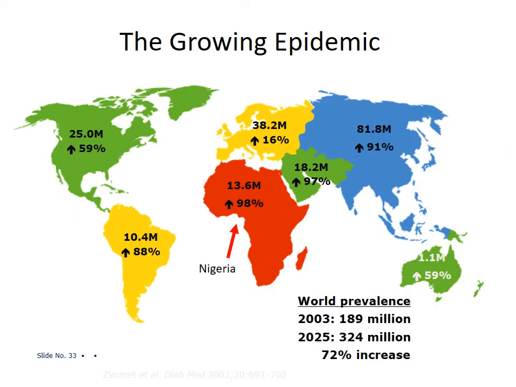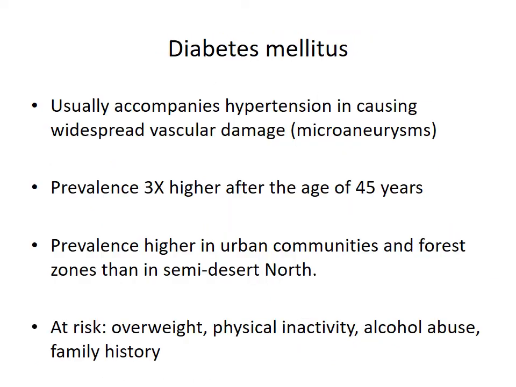And it's also undergoing a growing epidemic, as you can see. 59% increase in the Americas, but 98% increase in the number of cases between 2003 and 2005 in Nigeria. And overall, globally, you expect a 72% increase in prevalence of hypertension and of diabetes. So this is just like hypertension, also a rising global problem. Usually accompanies hypertension in causing disease of blood vessels.